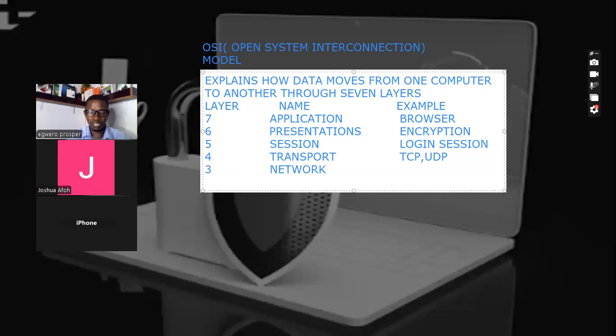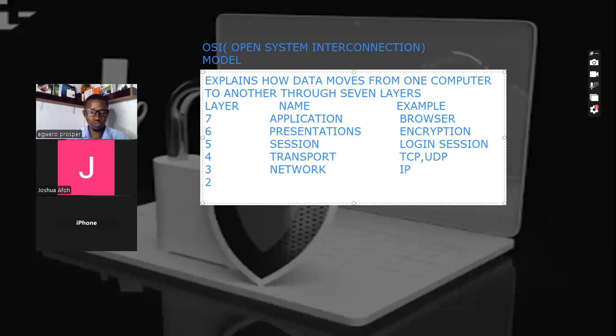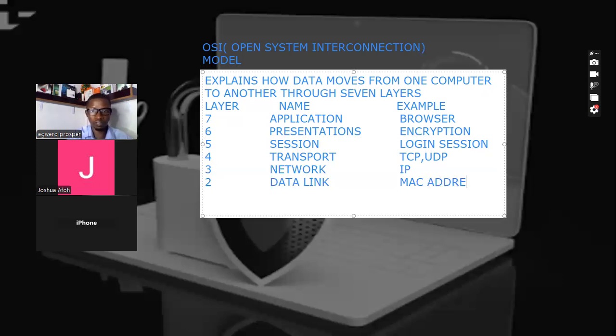You can see where network is coming in. Under network, that is where you have the IP address. Then layer 2, under which we have data link. An example of it is the MAC address that we discussed. And then of course, layer 1 is physical.